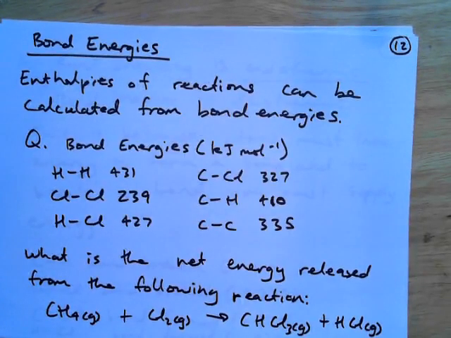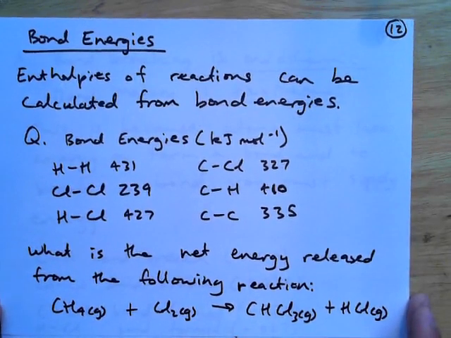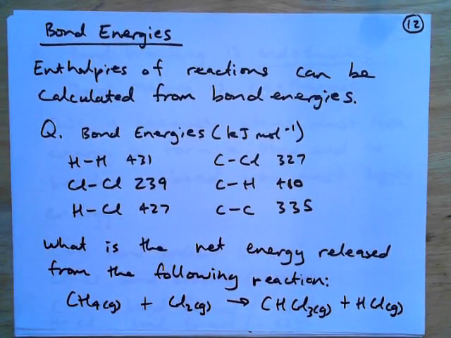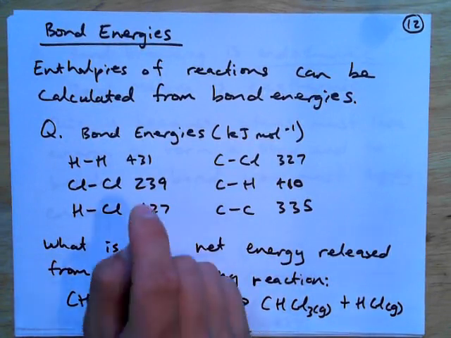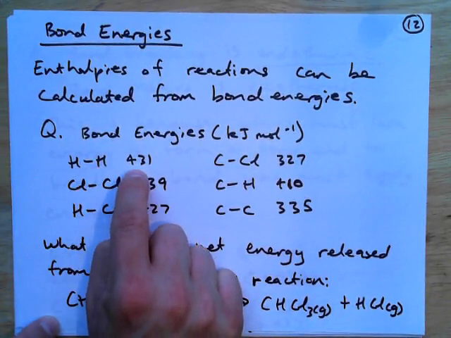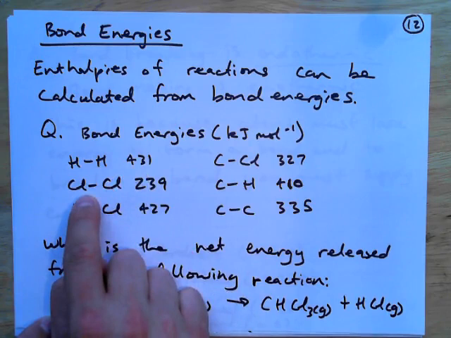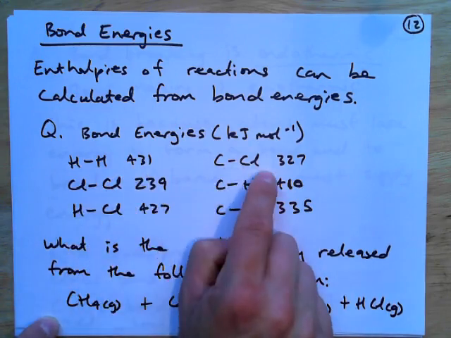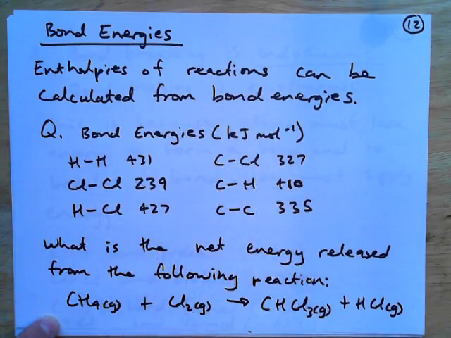So let's have a look at some bond energies. There's a couple of ways you can look at the enthalpy of a reaction, and one of them is to look at the bond energies. So in the bond energies, we can see that a hydrogen-hydrogen bond requires 431 kilojoules per mole of energy to break. A chlorine-chlorine bond is 239, an HCl bond is 427, a CCl bond is 327, a CH bond is 410, a CC bond is 335. So what is the net energy released from the following reaction?